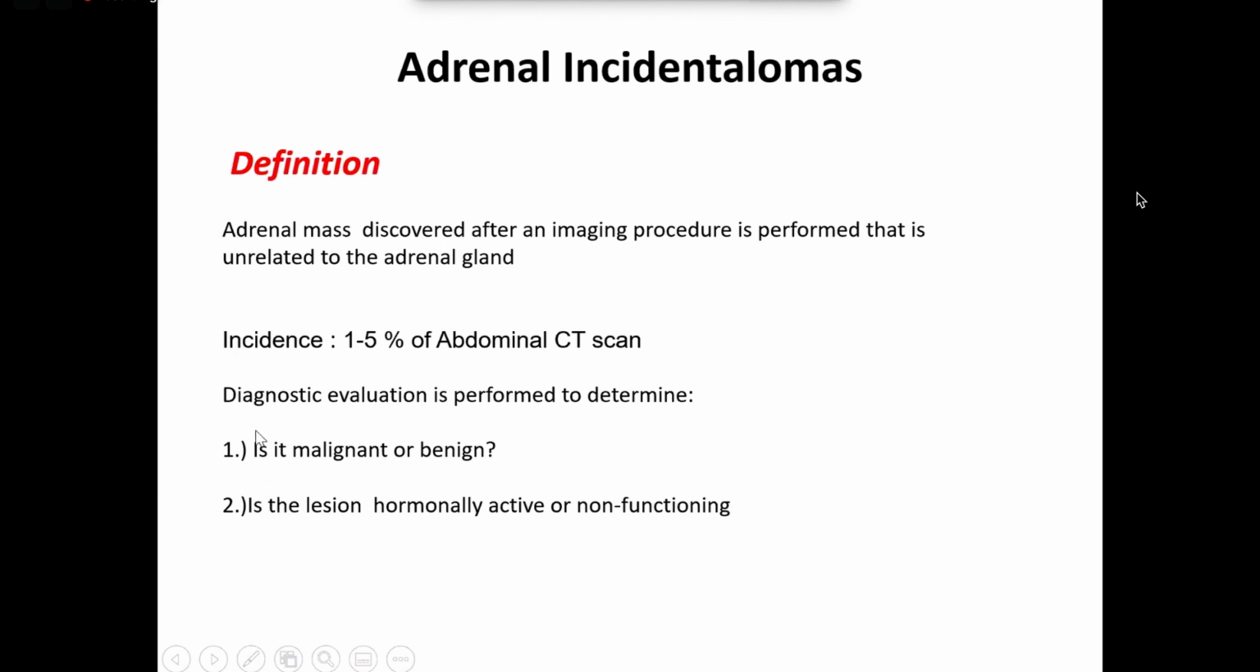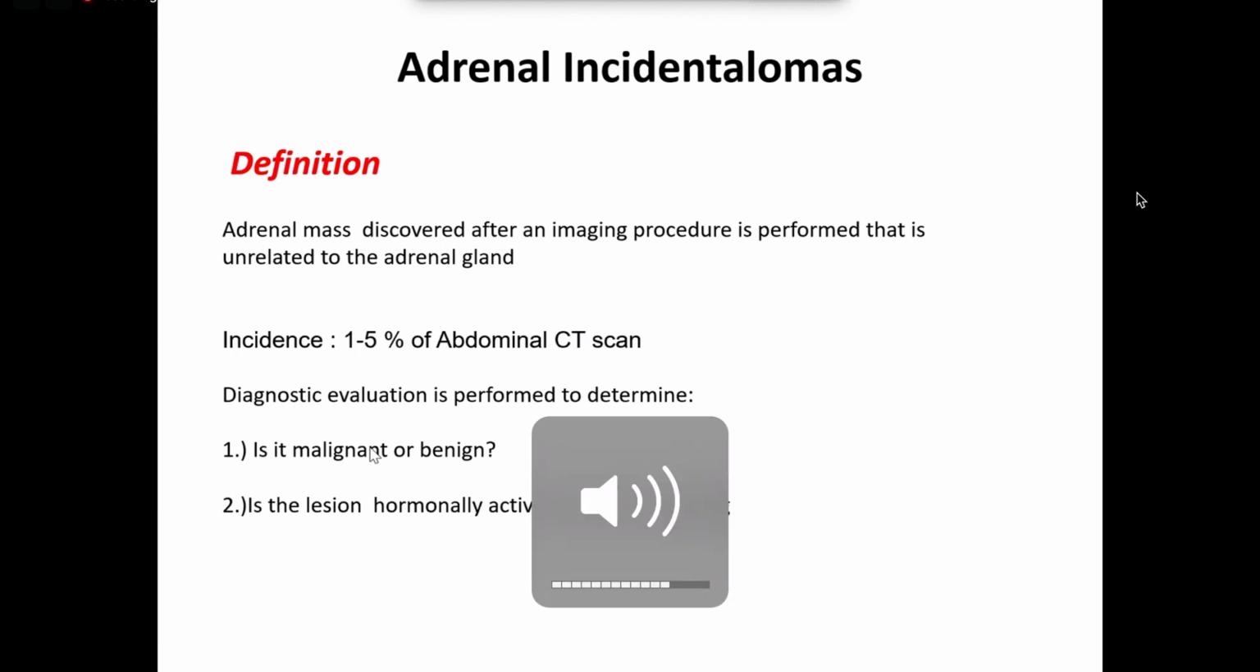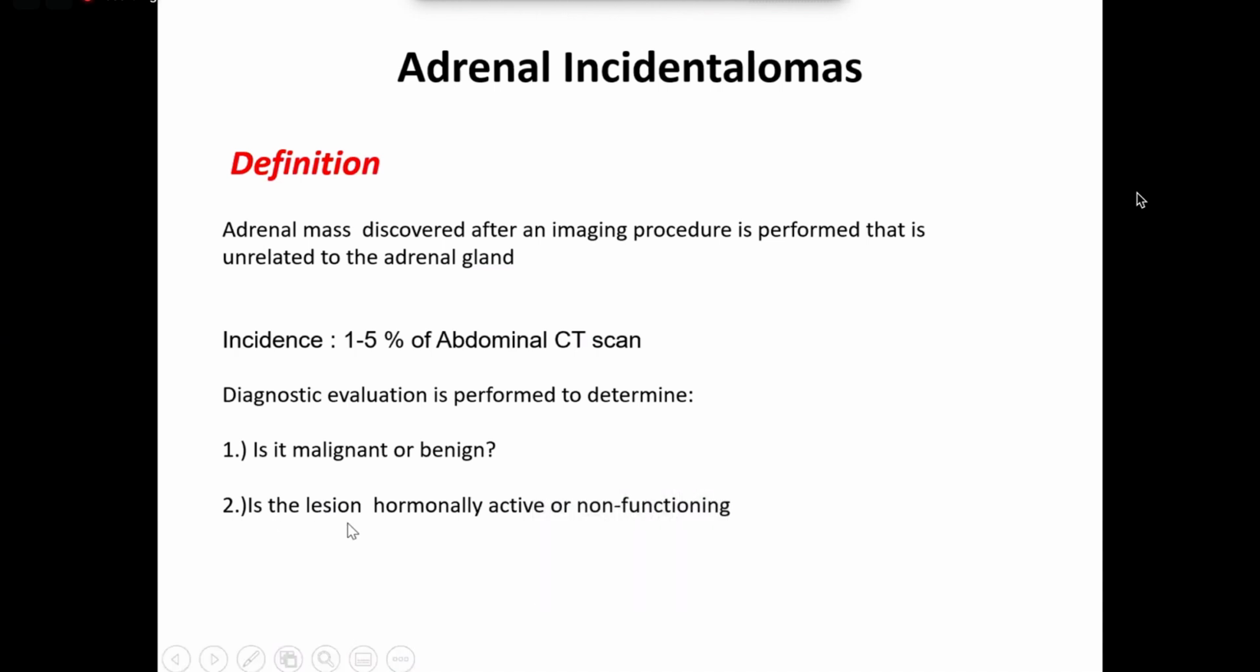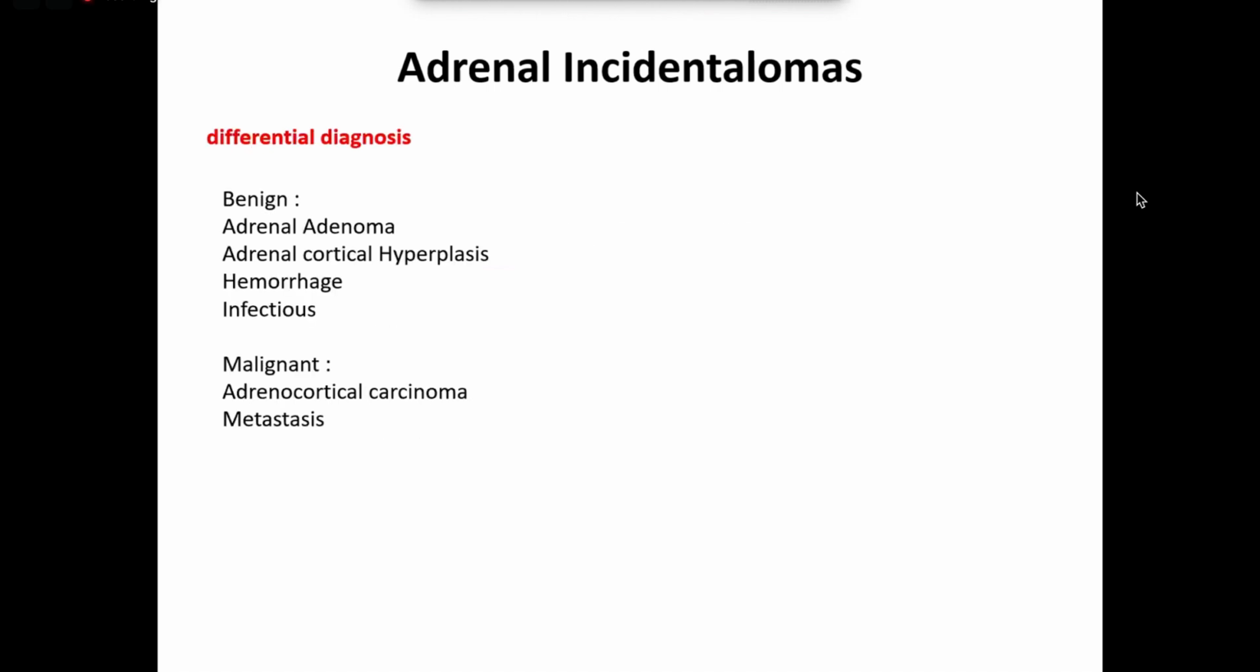And we have two missions here when we found an adrenal incidentaloma. The first thing is the adrenal mass, is it benign or malignant? The other thing is this lesion functioning or not functioning. So whenever we have adrenal incidentaloma, we should have the differential diagnosis. It's either benign or malignant. Benign, the most common is the adrenal adenoma, hyperplasia, hemorrhage, or very rarely infectious disease cause. The malignant cause is carcinoma. However, metastasis is more common than the primary adrenocortical carcinoma.